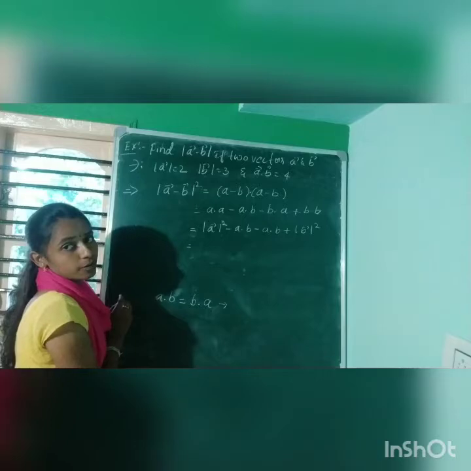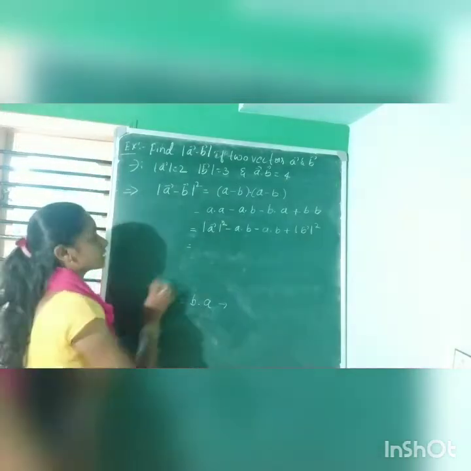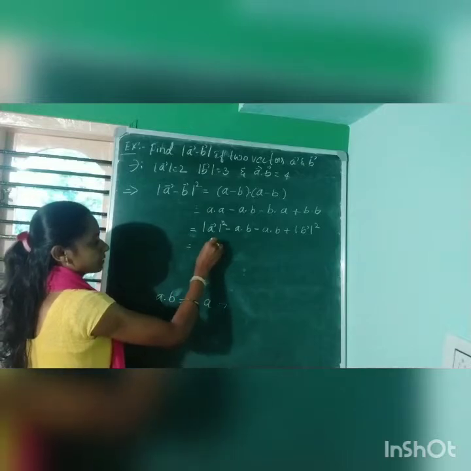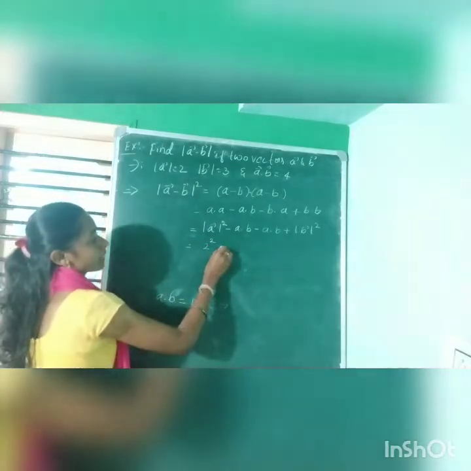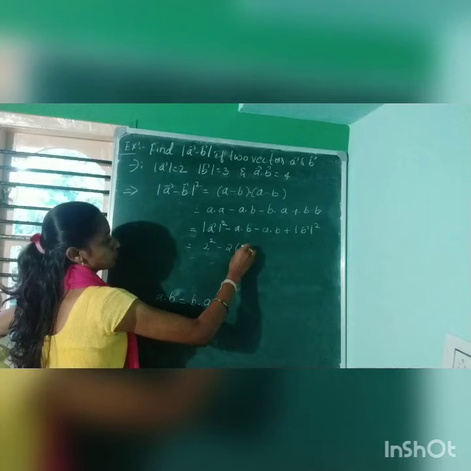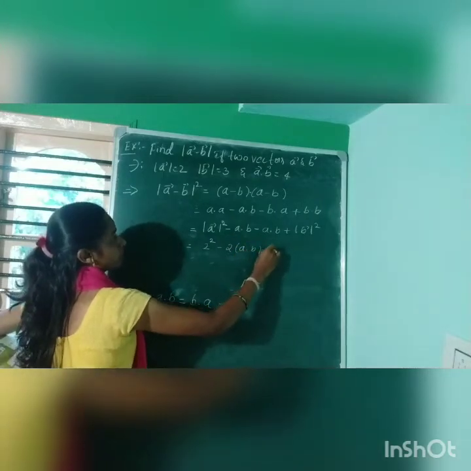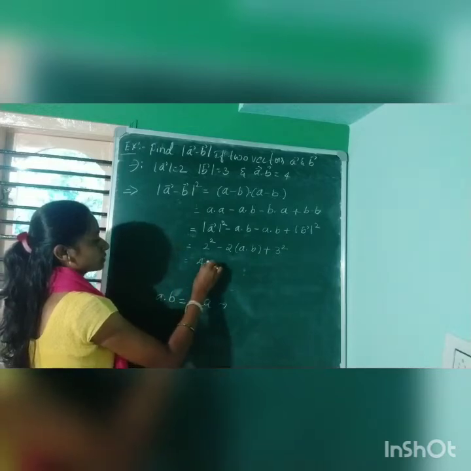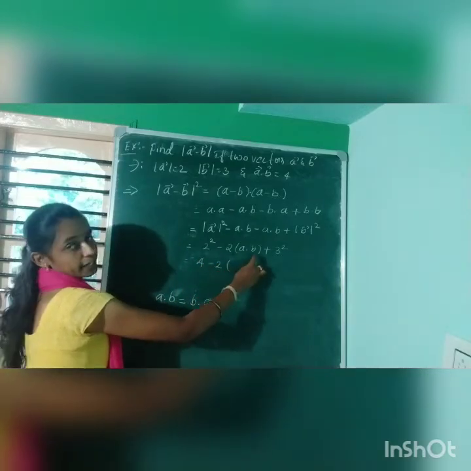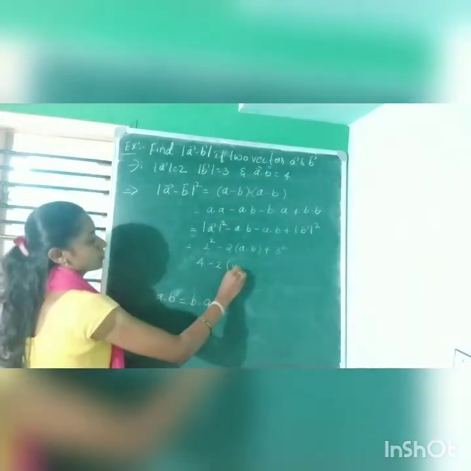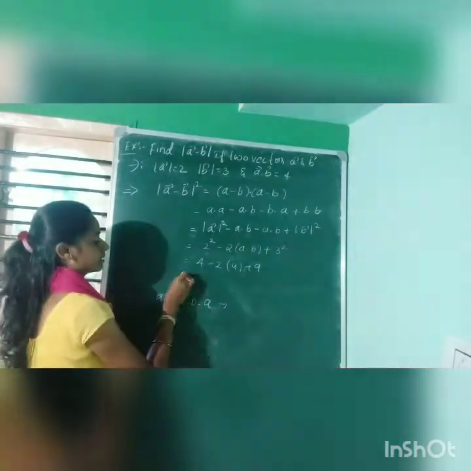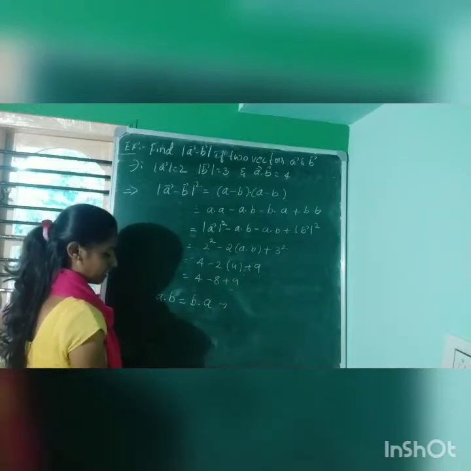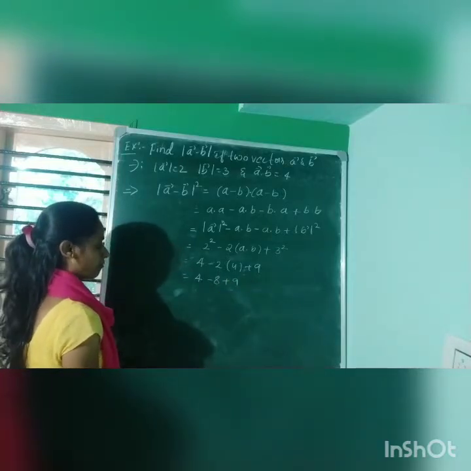Now you can do it. You just make use of the given things. Magnitude of A is given, it is 2, and it is 2 square, minus 2 times A dot B, plus magnitude of B is 3, square, which is 4 minus 2 into A dot B, which is also given, that is 4, plus 9. 4 minus 8 plus 9 is nothing but 5.